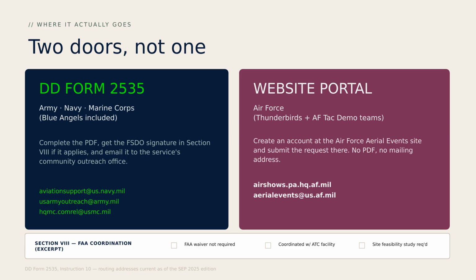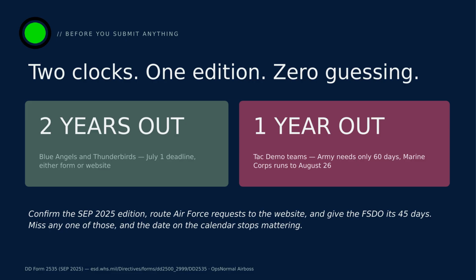Before you submit anything, confirm you're working from the September 2025 edition of DD Form 2535, not the retired January 2023 version. The section numbers and the FSDO exemptions change between them. Route any Air Force request to the website, not the PDF, and build in the FSDO's 45-day review window as its own deadline, separate from whichever DoD lead time applies to your request. Miss any one of these, the wrong edition, the wrong door, or the wrong clock, and the date circled on your calendar stops being the date that matters.